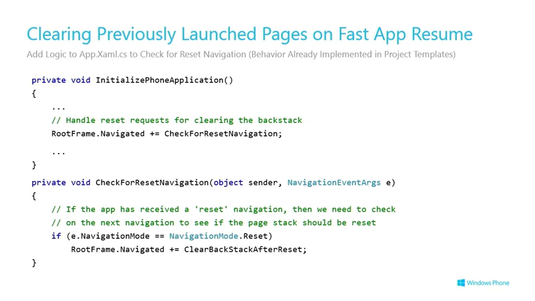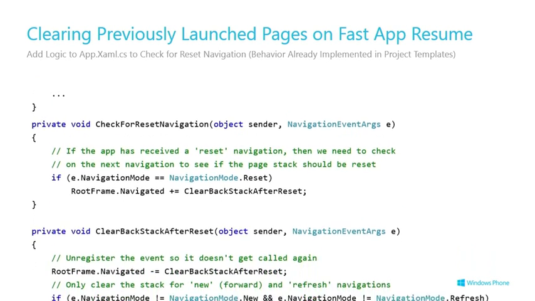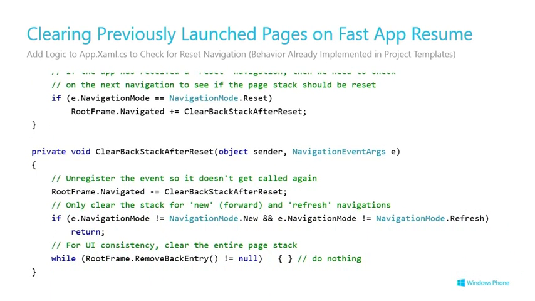It hooks the RootFrame.Navigated event in your startup logic. And the event handler for that is this thing called CheckForResetNavigation. You can see it there, and it's looking for a reset navigation mode. So we're asking, okay, are we doing a reset navigation? It then temporarily hooks the RootFrame.Navigated event to another event handler called ClearBackStackAfterReset. And the clue's in the name. So ClearBackStackAfterReset undoes that RootFrame.Navigated hookup again.